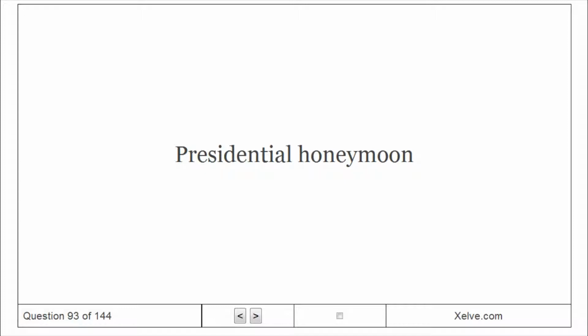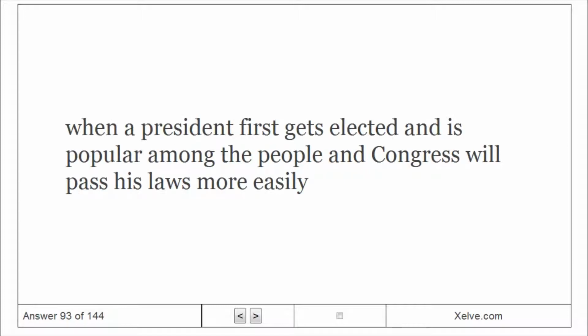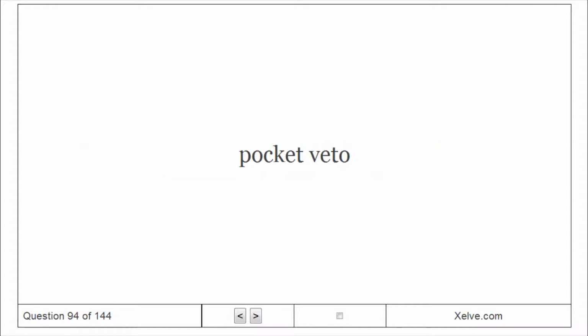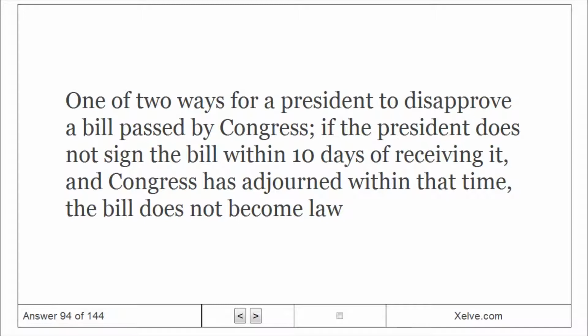Presidential honeymoon. When a president first gets elected and is popular among the people and Congress will pass his laws more easily. Pocket veto. One of two ways for a president to disapprove a bill passed by Congress: if the president does not sign the bill within 10 days of receiving it, and Congress has adjourned within that time, the bill does not become law.